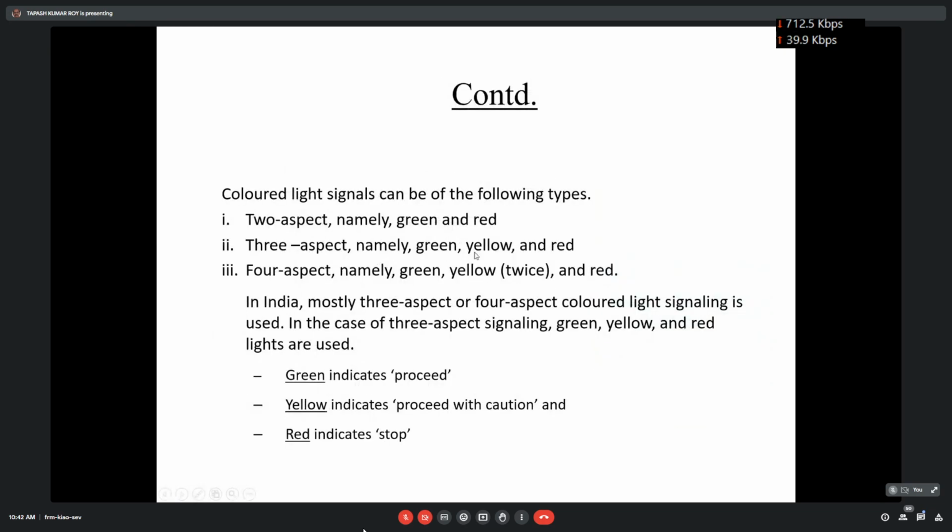Colored light signals have 2 aspect, 3 aspect, 4 aspect. 2 aspect: green and red. 3 aspect: green, yellow, and red. 4 aspect: green, twice yellow, that is 2 yellow lights, and 1 red. Green means proceed, yellow indicates proceed with caution, red indicates stop.